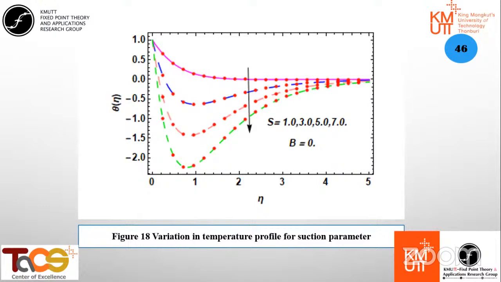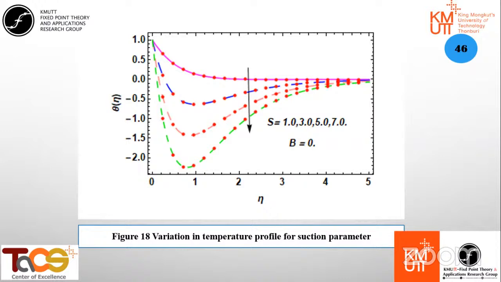Okay, now figure 18 shows the variation in temperature profile for suction parameters. The suction parameter refers to the pressure difference between the inlet and outlet of a fluid system, such as a pump or compressor. This pressure difference affects the temperature of the fluid in the system, and the suction parameter is one of the factors that can impact this temperature. An increase in the suction parameter will generally result in a decrease in temperature of the fluid, while a decrease in the suction parameter will result in an increase in the temperature of the fluid. However, it is important to note that there are many other factors that can also impact the temperature of the fluid in a fluid system, and the suction parameter is just one of these factors.